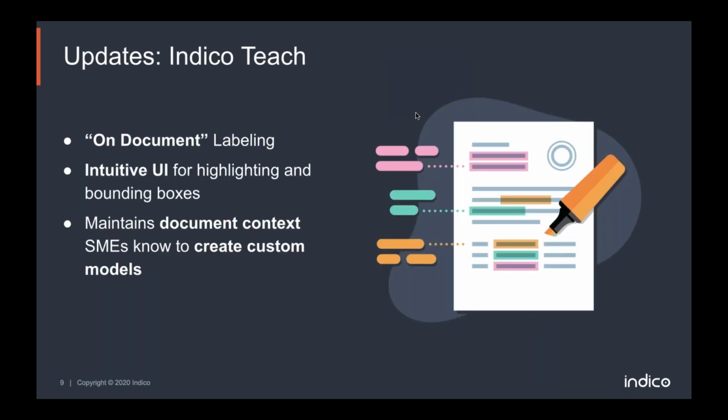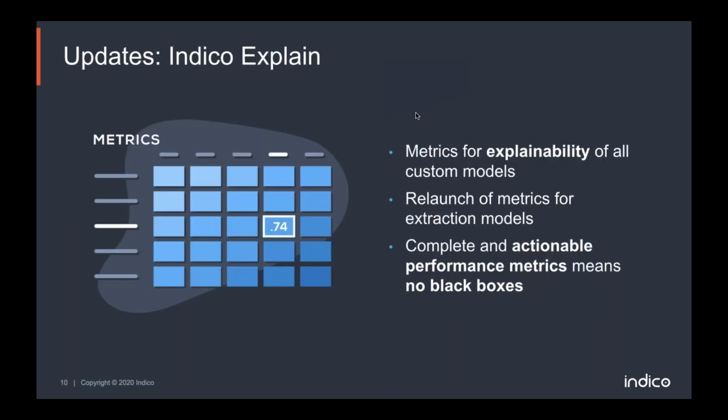Going to what we have in the app, one of the key updates that we've made, and that I'm super excited to tell you about and show you, is how we've really integrated document labeling functionality into Teach and into Review. You can now label right on the context of the document that SMEs are so familiar with, so that they can quickly and easily create custom models without having to hunt and peck through raw text. Our Indico Explain has also been relaunched with our extraction metrics, and with this relaunch, there are now full, transparent, and actionable metrics for every step of your workflow, fulfilling our promise of no black boxes.